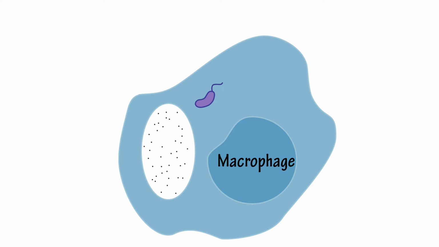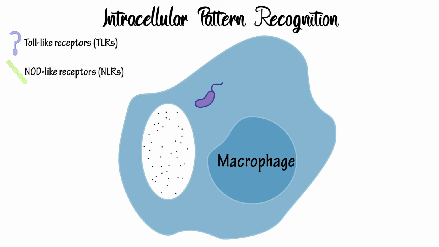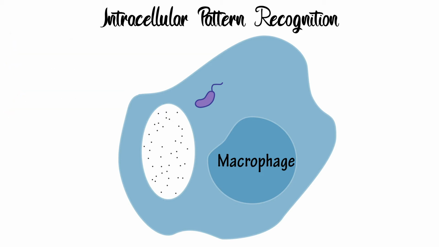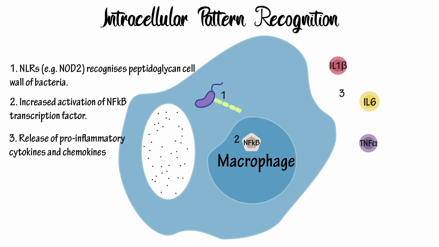But the body has a defense against this: intracellular pattern recognition receptors. These are certain toll-like receptors and NOD receptors for bacteria, and other toll-like receptors and RIG-like receptors for viruses. If we take intracellular bacteria, the peptidoglycan cell wall of bacteria is recognized by NOD-like receptors. This initiates the same response we went through in the last video. If you remember, there's increased activation of the NF-kappa B transcription factor, release of pro-inflammatory cytokines and chemokines, which lead to inflammation to recruit immune cells to destroy as much pathogen as possible.